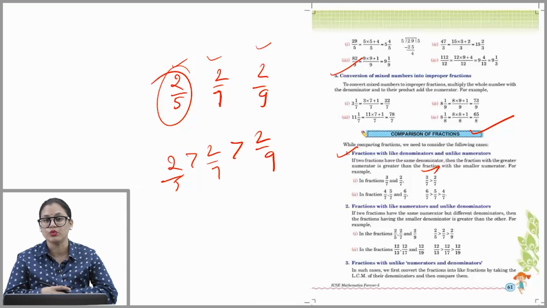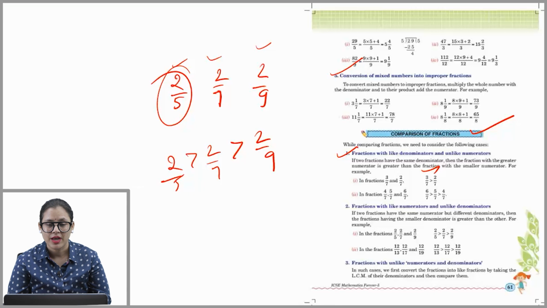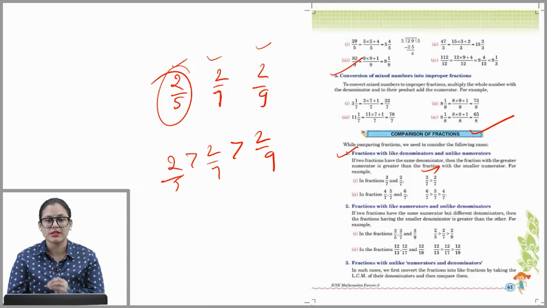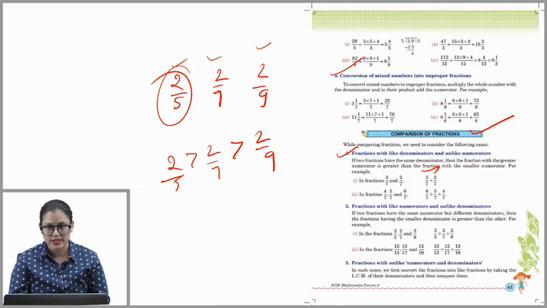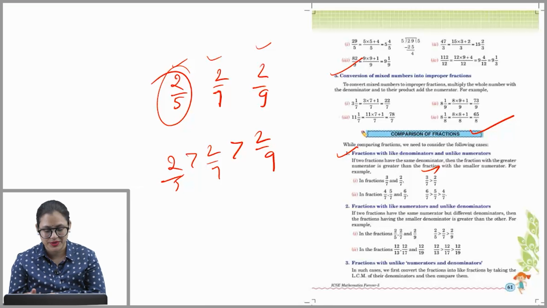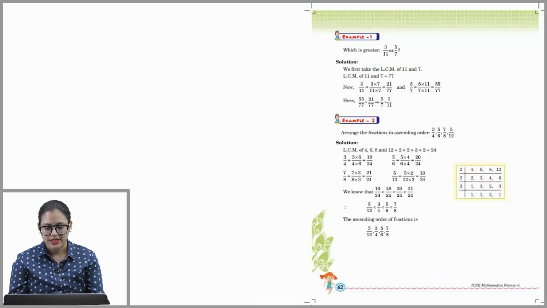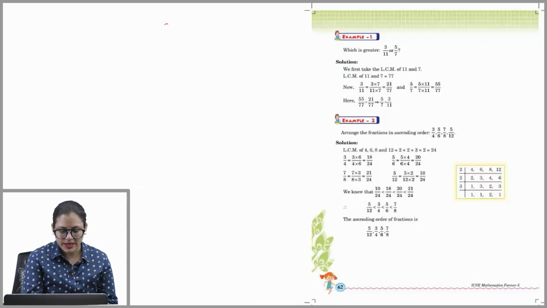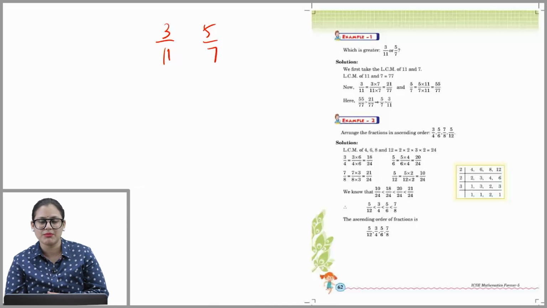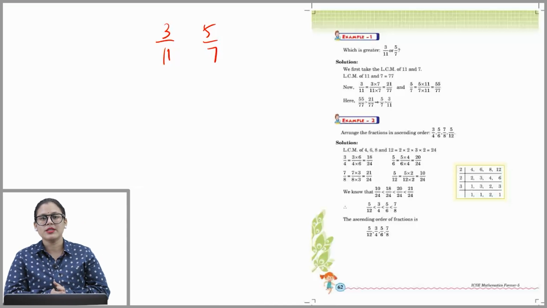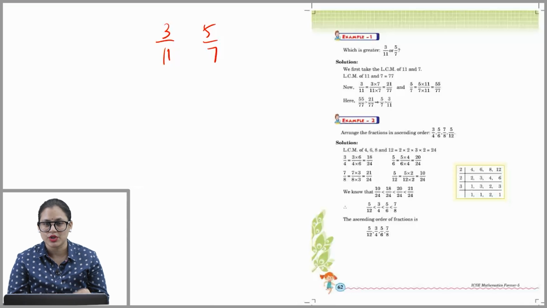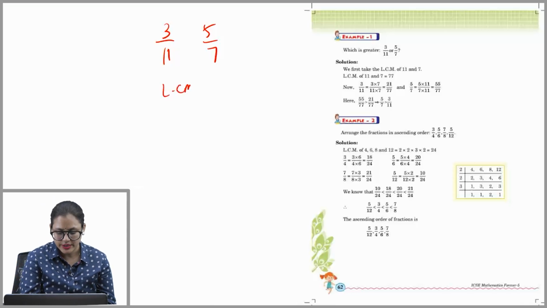Now, fractions with unlike numerators and denominators, this is the third case. What if the numerators and denominators are not the same? In such cases, we first convert the fractions into like fractions by taking the LCM of the denominators and then compare them, okay? For example, 3 by 11 and 5 by 7. Neither the denominators nor the numerators are the same. So in this case, we are going to take the LCM of the denominators. LCM of 11 and 7 is 77.